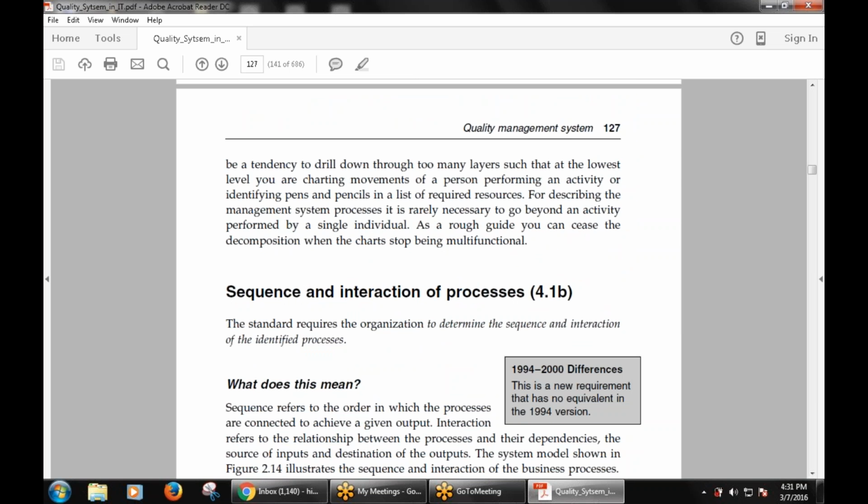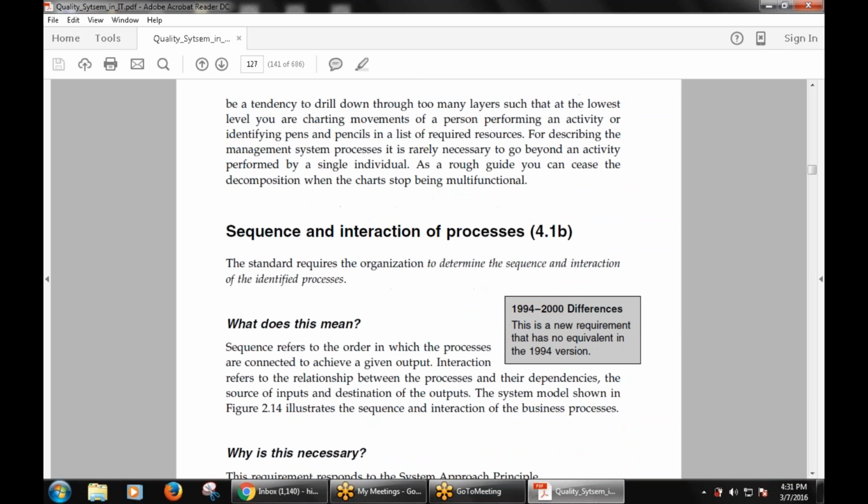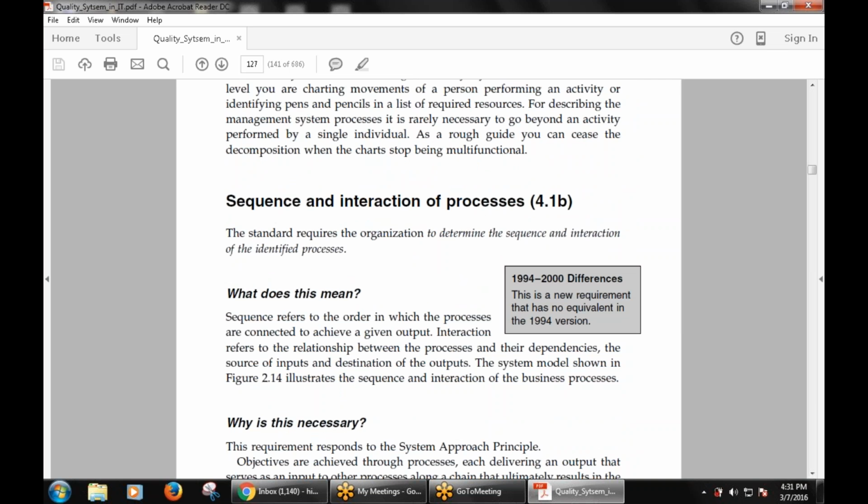Now next is sequencing and interaction of the processes. That is how we can do the sequence and interaction of the processes. First of all, we identify the processes. Then the next step is the main sequence and how we can interact with the various processes.